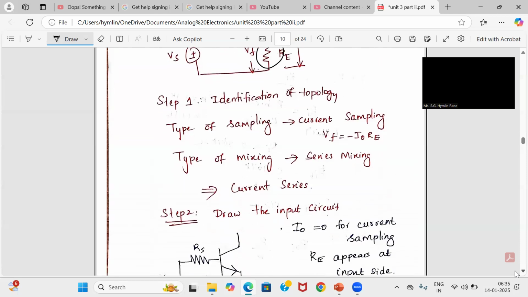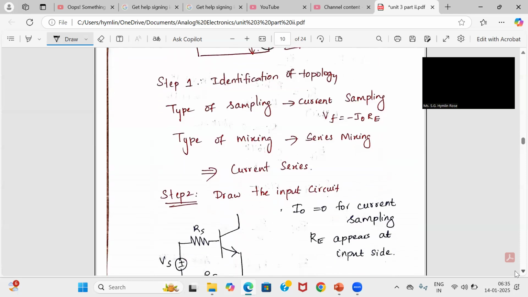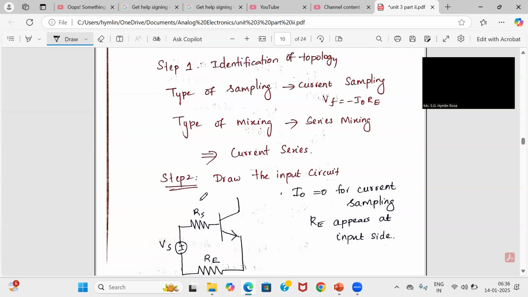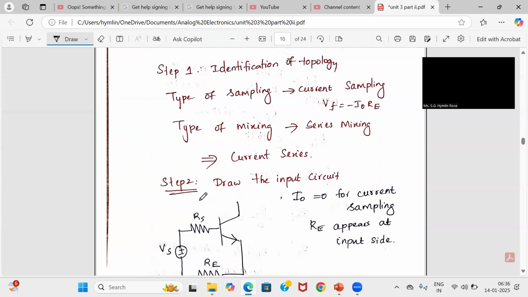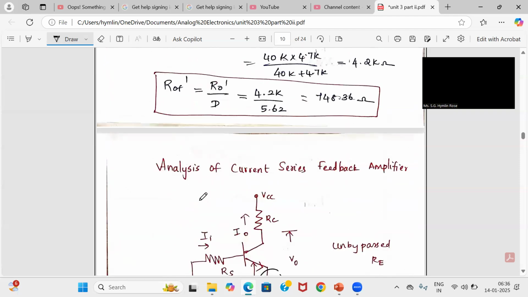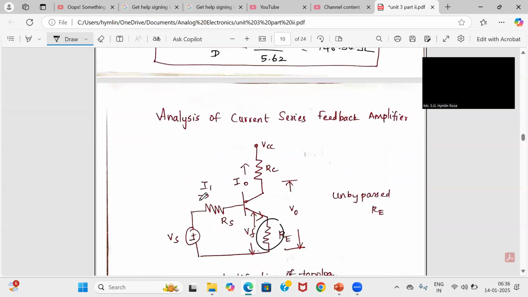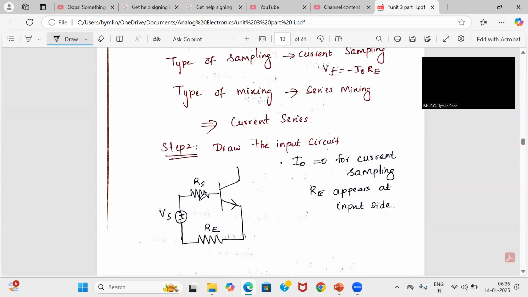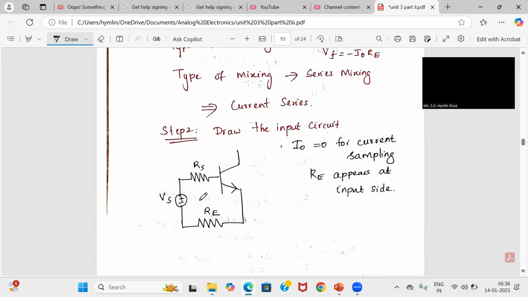The second step is to draw the input circuit. The input goes to the base of the transistor. The output current Io is zero, so you will be getting only this part. This is only your input side. So draw the input circuit. RE appears at the input side as the feedback resistance, because the feedback circuit should be present in both the input circuit and the output circuit.